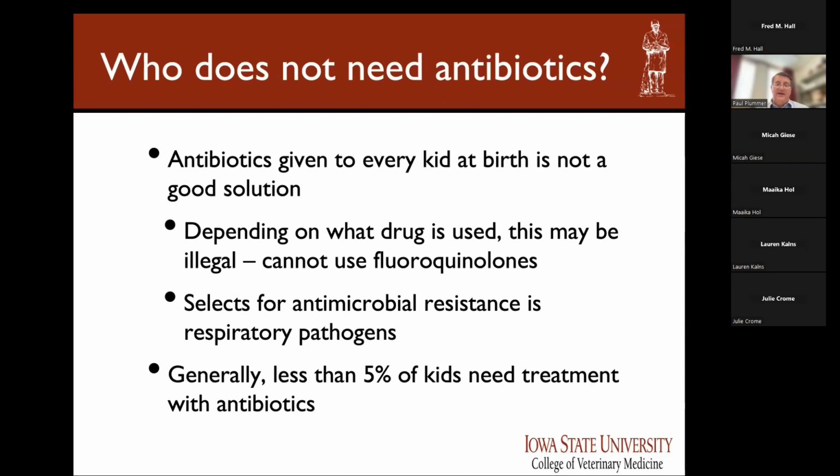I want to point out here that antibiotics given to every kid at birth is not a good solution. It's one that we see fairly widely implemented. I go to a number of farms where they say, well, we manage neonatal diarrhea with just giving every kid at birth a dose of antibiotics orally or injectable. That is probably going to come back and cause you problems in the future. And depending on what drug you're using, it may actually be illegal.